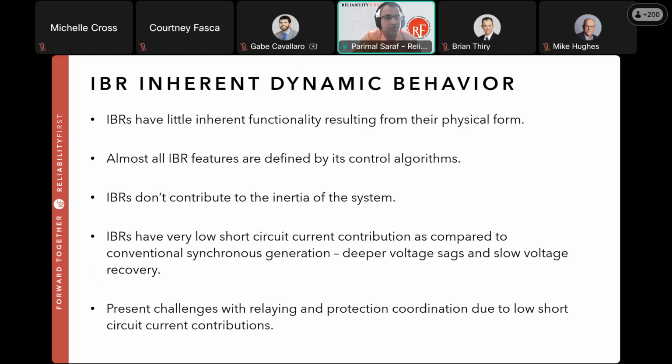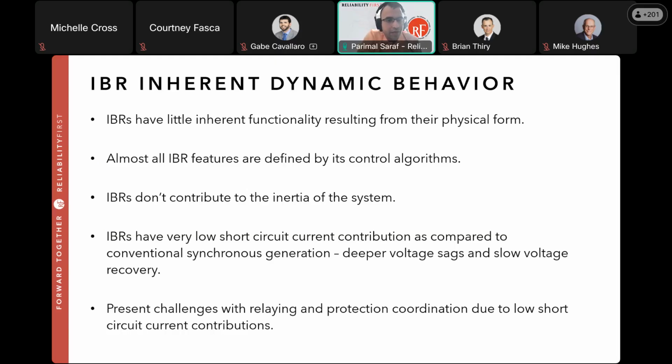So IBRs have very little inherent functionality resulting from their physical form, which means they don't have a physical rotor like a conventional machine. So they don't provide the services like a conventional machine would do. Most of the services that come out of the IBR are defined by their control algorithms. So it's a fully controlled, governed performance.